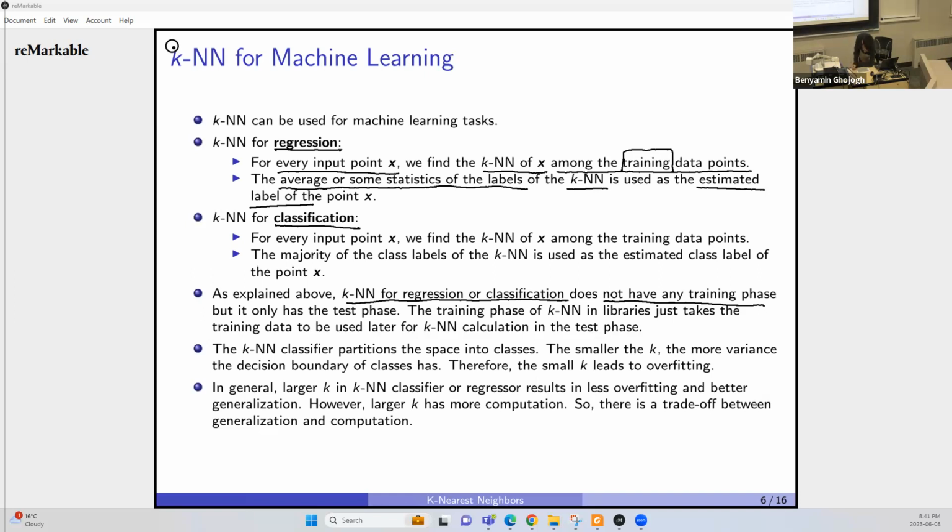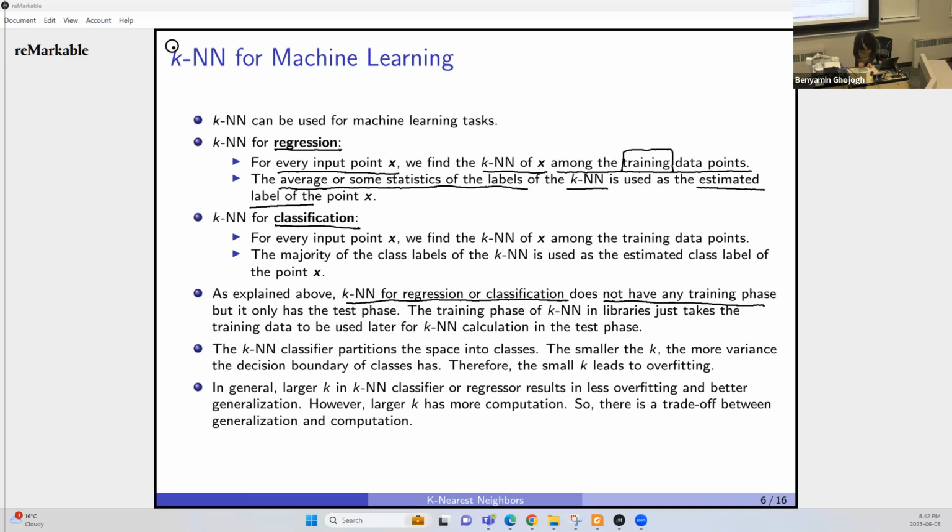But in libraries, for example in scikit-learn, it has a dot fit, which means train. What does it do? It only accepts the training data points and stores them to be used later in the test phase.